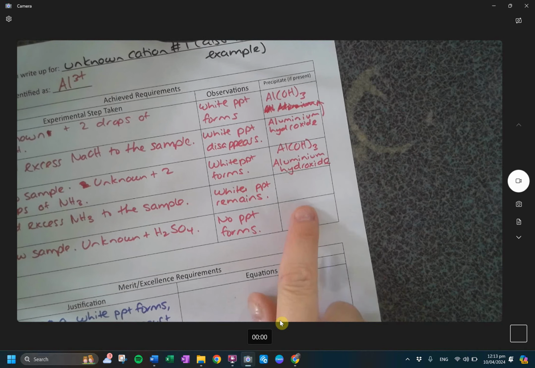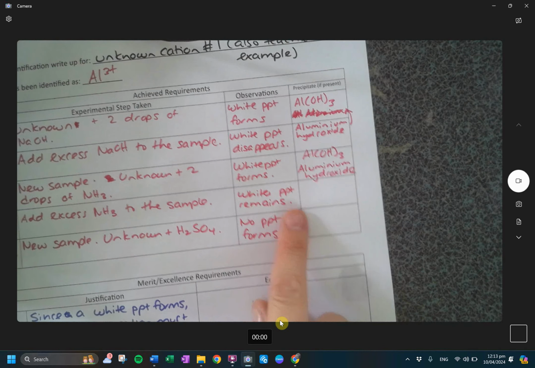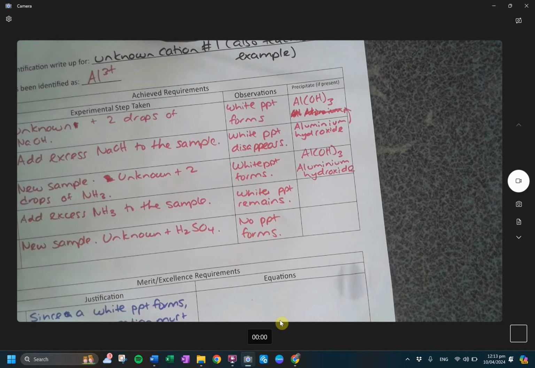All right, anything here? Nope. White precipitate remains. Anything here? Nope. No precipitate forms.